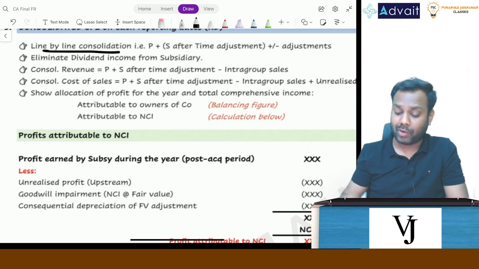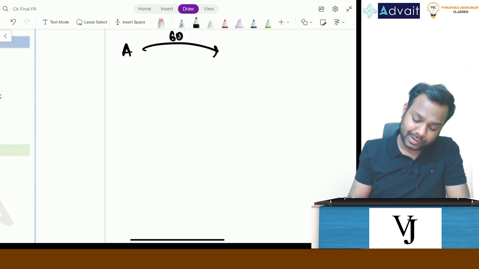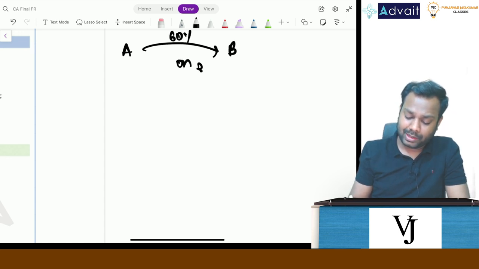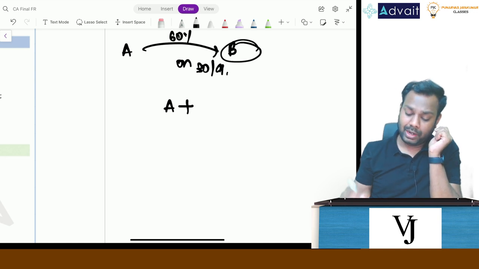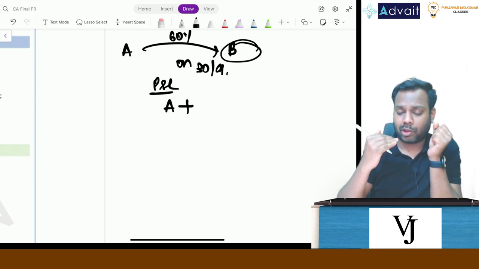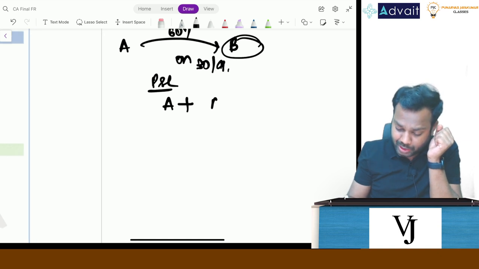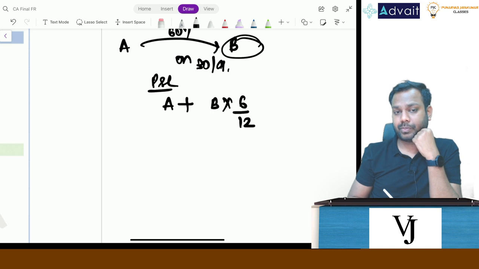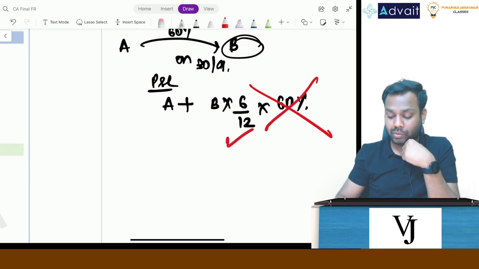Now, consol P&L, again line by line consolidation, but remember to adjust the timing adjustment, but do not adjust the percentage adjustment. Okay, what is the meaning of that? A Limited acquired 60% of B Limited on 30th of September. Okay, so now what you will do, you will take A fully for P&L. I'm talking for A. Fully, that is full revenue of A, full cost of sales of A, full gross profit of A, full admin expense of A, full operating expense of A, full finance cost of A, full operating profit of A, full net profit of A, full tax expense of A, everything. Plus you will take B into 6 by 12 but not multiplied by 60%. You will not do this one. You will have to do this one.